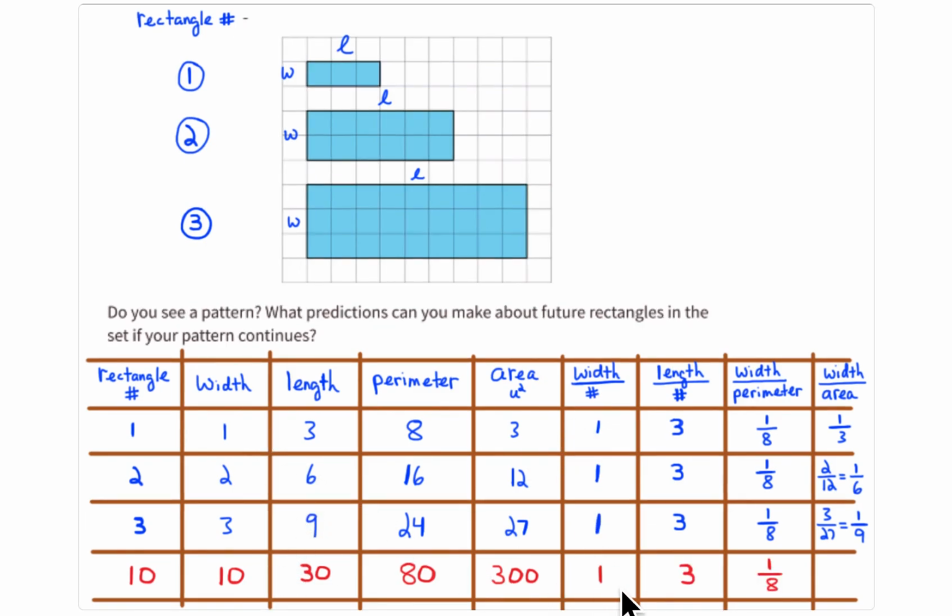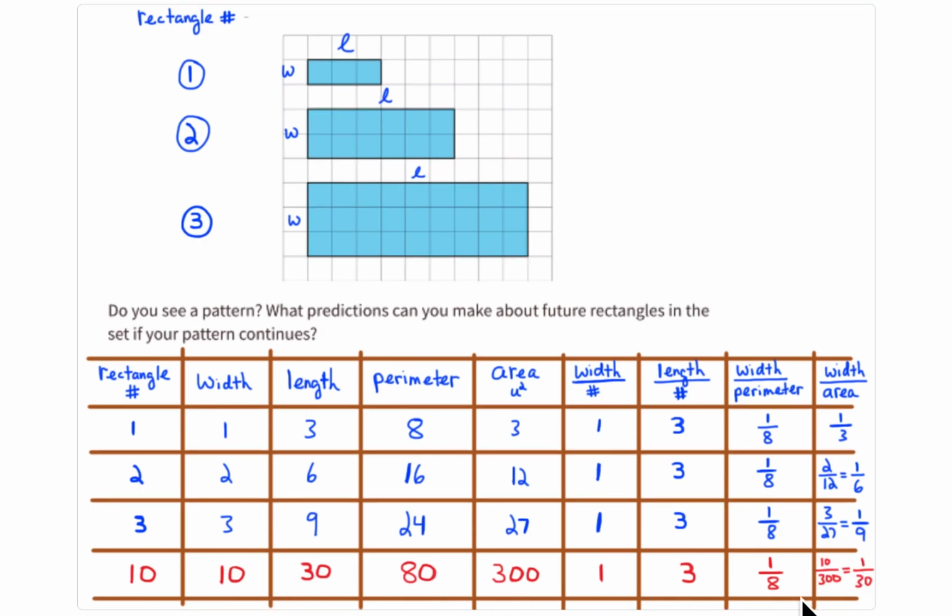If you finish this out, the width to the rectangle number is still 1. The length to the rectangle number is still 3. 3 times 10 is 30. But the width to the perimeter is still 1/8. So this width is 1/8 of this perimeter. 10 over 80 is the same as 1/8. But the width to the area is 1/30. 10 over 300 is 1/30. Again, not a proportional relationship.